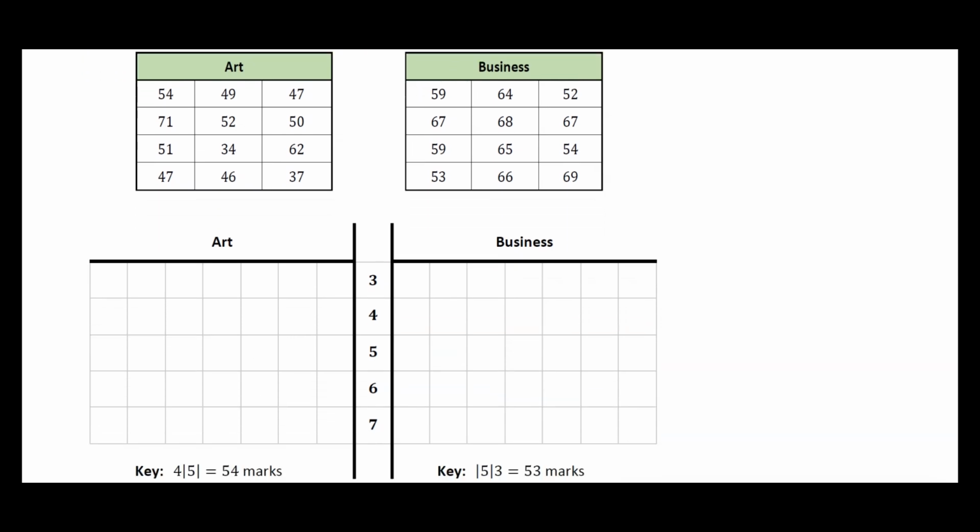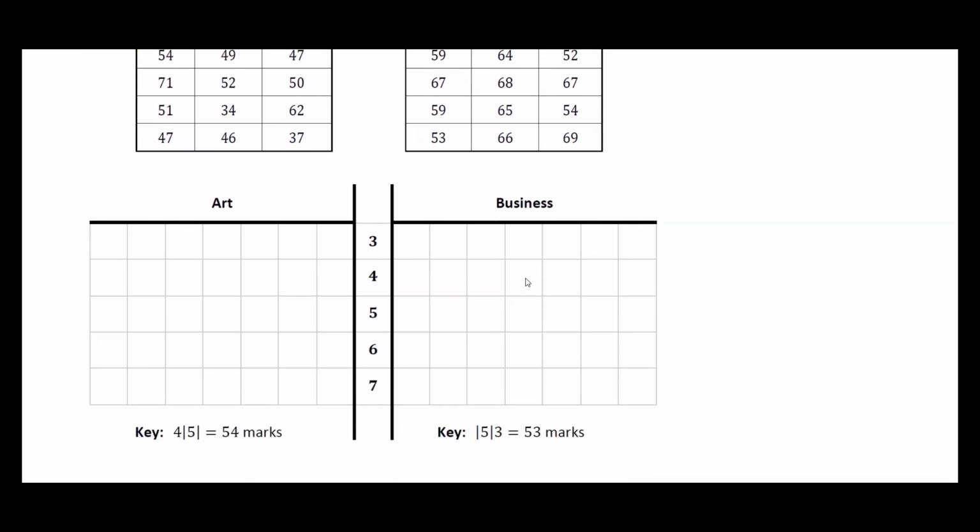In the first part of the question, we have to complete the back-to-back stem and leaf diagram below to show the students' marks. So here we are filling in the art and here we are filling in the business. So how does it work?